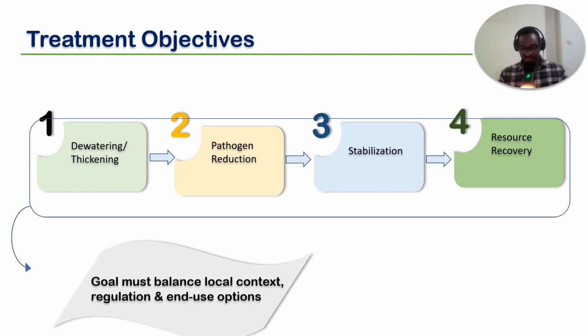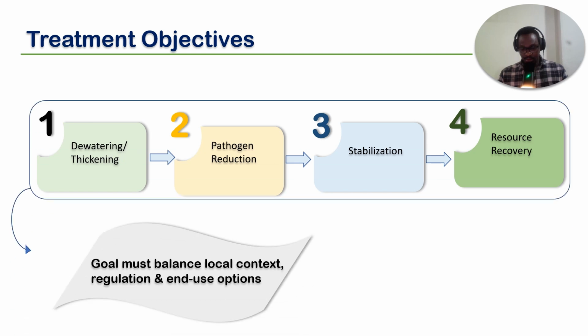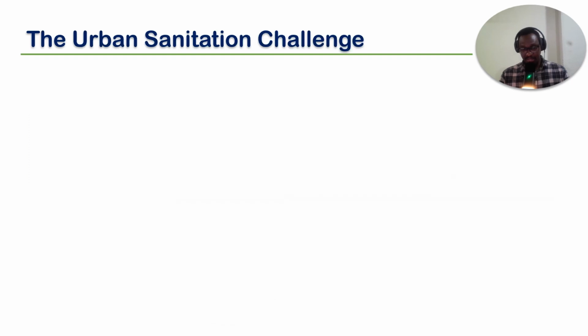And that brings us now to the fact that in the entirety of these objectives, the goal must be to balance the local context, regulations, and also the end-use options. So while we're looking at all these treatment objectives, that brings us to the main focus. Now, let's look at the urban sanitation challenge.